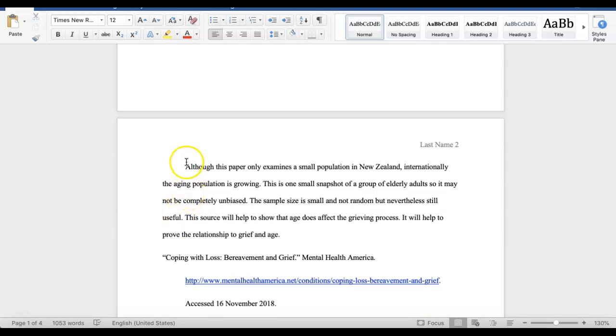And this says, although this paper only examines a small population in New Zealand, internationally the aging population is growing.